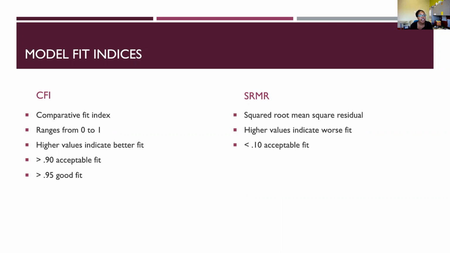And then you have your SRMR, which is the standardized root mean square residual. I have a typo there. Higher values are going to indicate worse fit, so you're generally looking for below 0.10. So these are the 4 fit indices we're going to focus on in this class. There are a lot more. You can do a lot of reading about it if you would like, but these are generally safe ones to use.